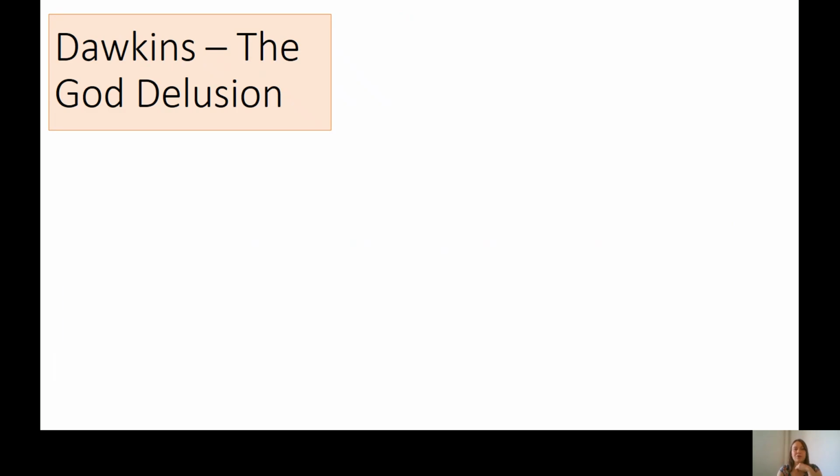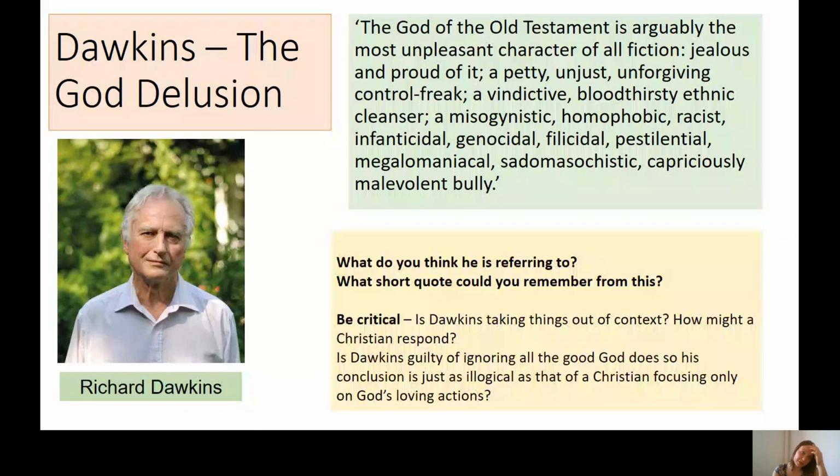So let's look at a few more criticisms. Richard Dawkins is one of them. Richard Dawkins wrote a book called The God Delusion, and in green here, there's a quote from that. So I'm just going to let you read that for a moment. Richard Dawkins is famous for not mincing his words, and there's a lot there. And there's a lot of quite specific criticisms against the God of the Old Testament as well.